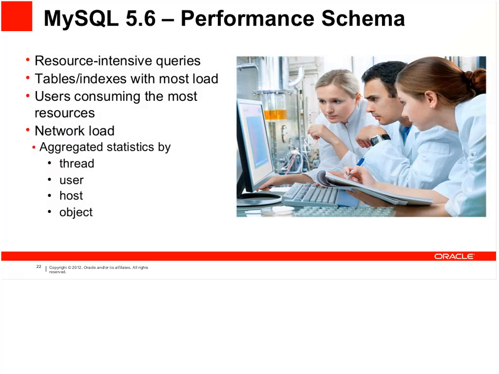So you want to know which queries are most resource intensive, which tables and indexes have the most concurrency, the most load, what users are consuming the most resources, and see what your network load is. And then we had those basics in 5.5, but 5.6 really does aggregated statistics by thread, user, host, and object, so that you can get summaries and actually put those statistics to good use.